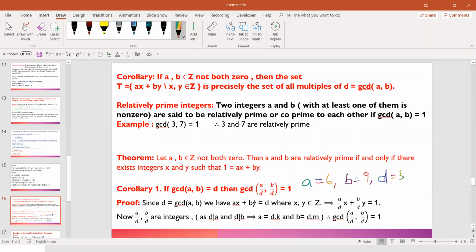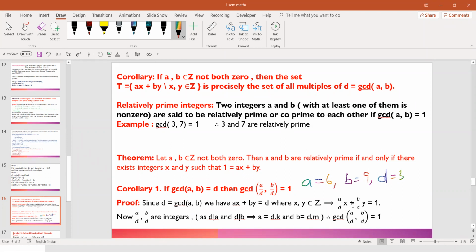Proof is explained here. See, D is GCD of A and B. So D can be written in the form AX plus BY. We proved that in a theorem. So X and Y are integers. So divide this equation by D and write it like this: A by D x plus B by D y equal to 1. What is said here? If there exist integers x and y such that ax plus by equal to 1, then A and B are relatively prime. That is said in this theorem.